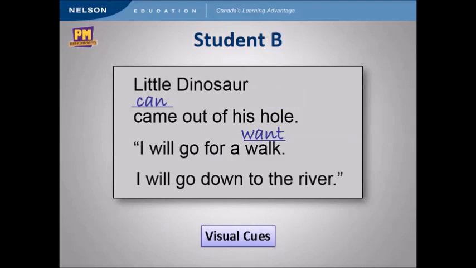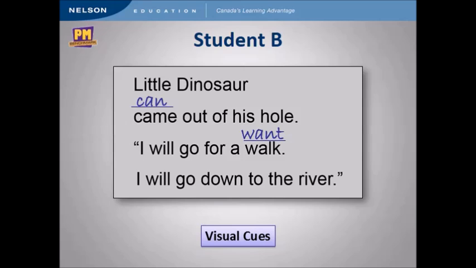Now let's look at student B. When student B says, little dinosaur can out of his hole, or I will go for a want, we notice that this student is likely using visual cues. Can and came start off the same way. Want and walk have a similar look to them.